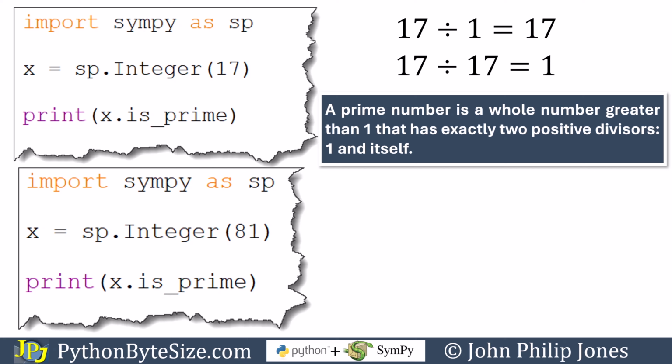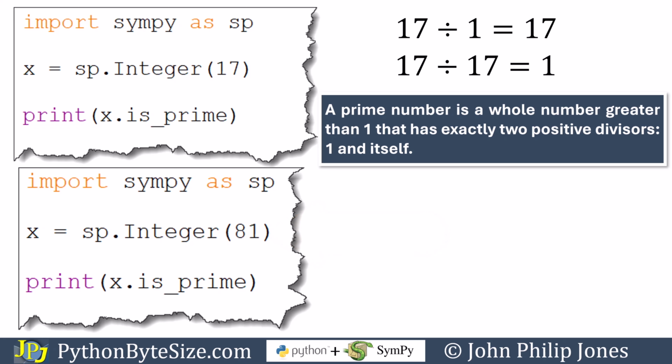There is no other number between 17 and 1 that will divide into 17 exactly. Every division will give us a fractional part. So we can say that 17 is an example of a prime number. We can see with this computer program we've created an integer that has the value of 81. Now the question is, is 81 a prime number?